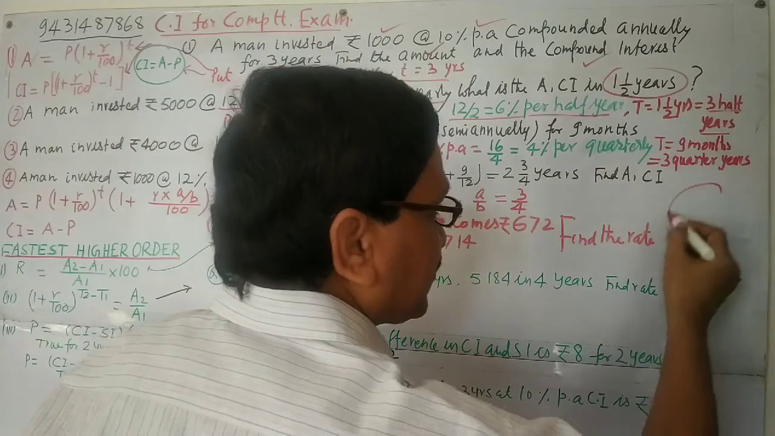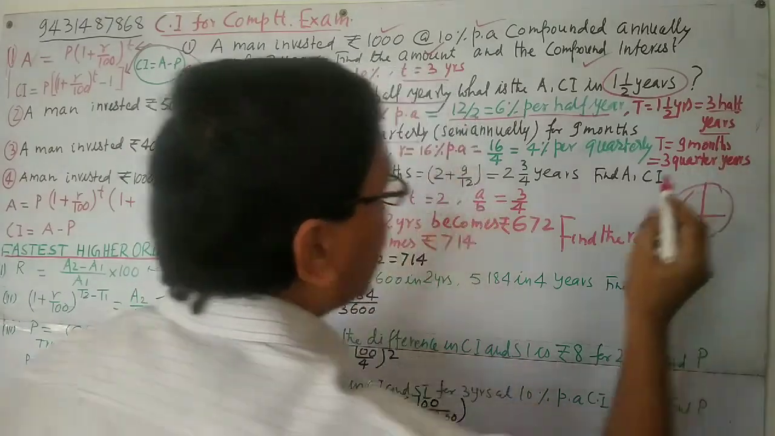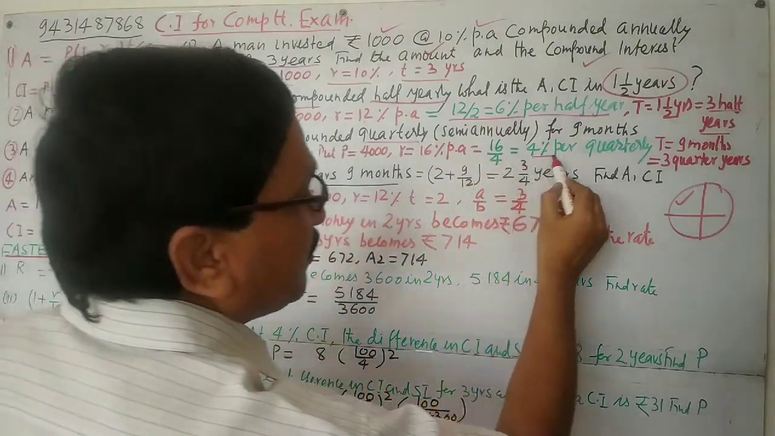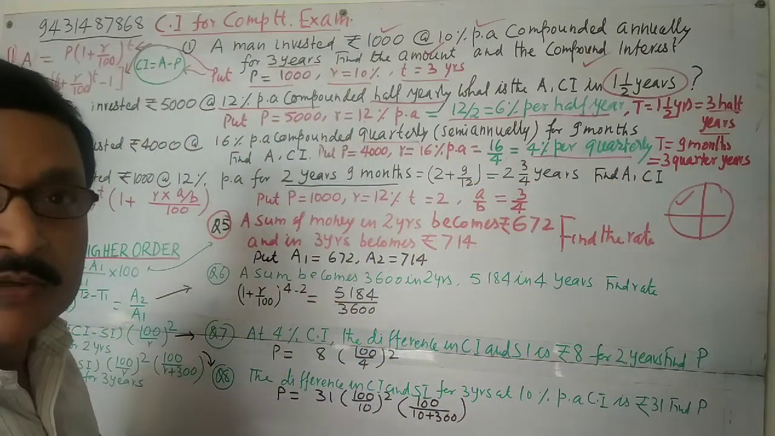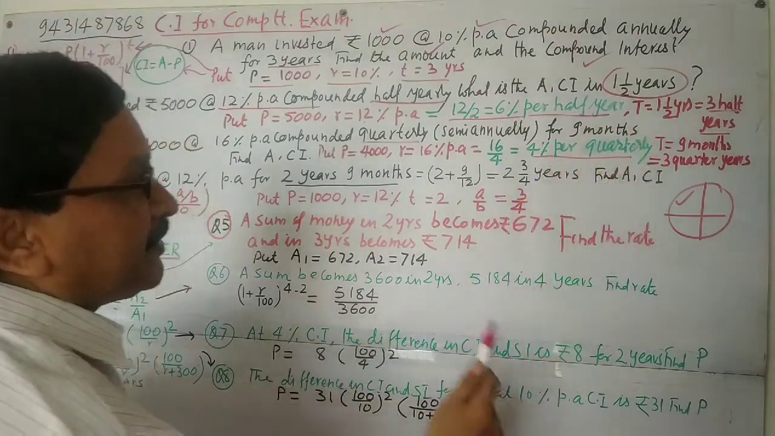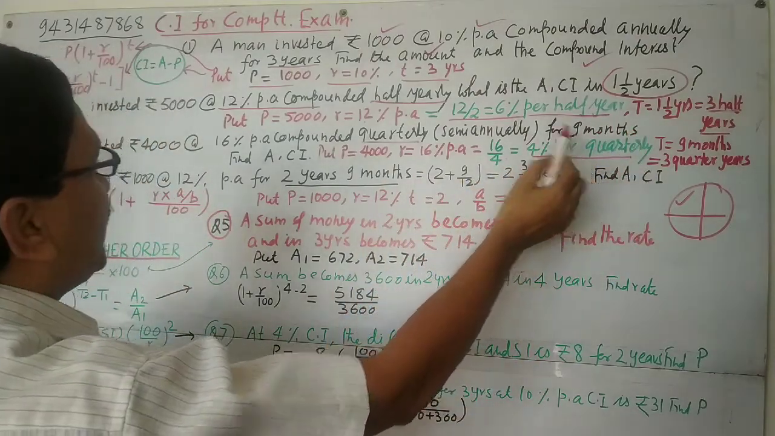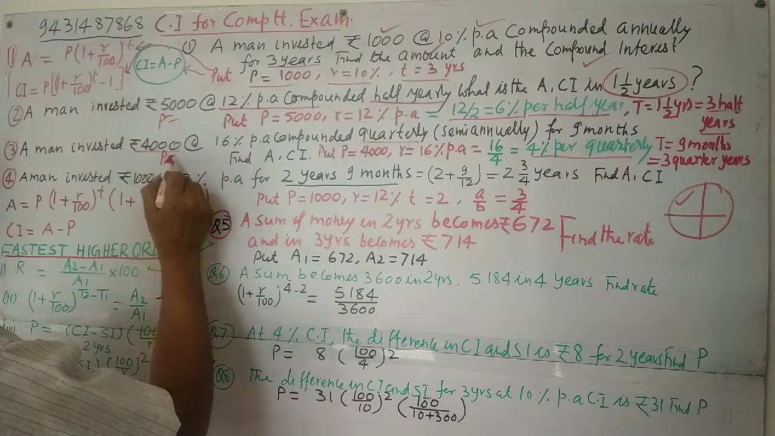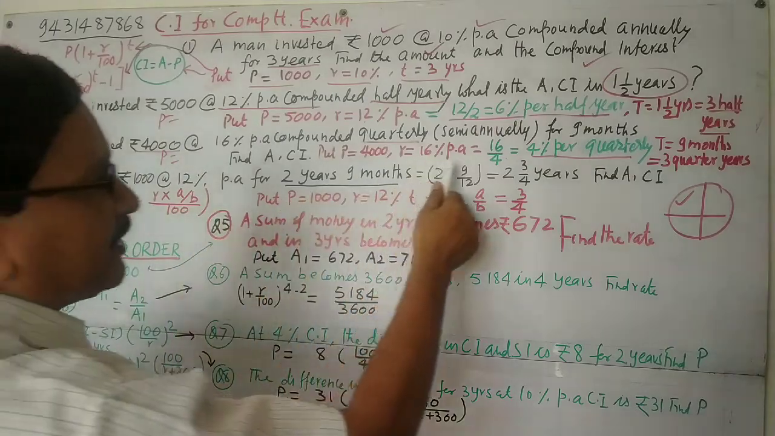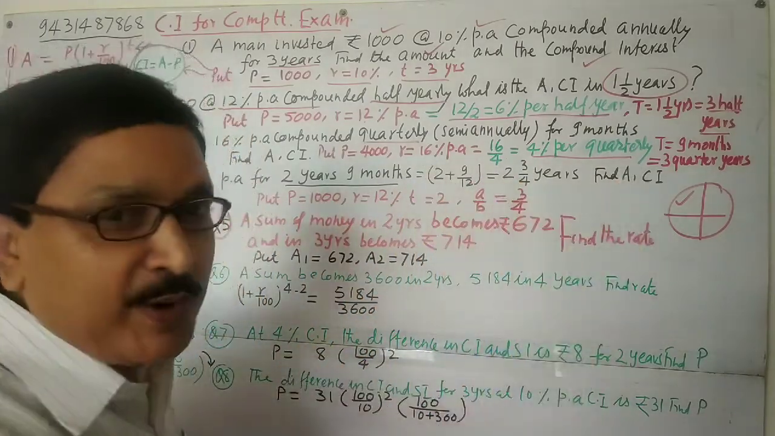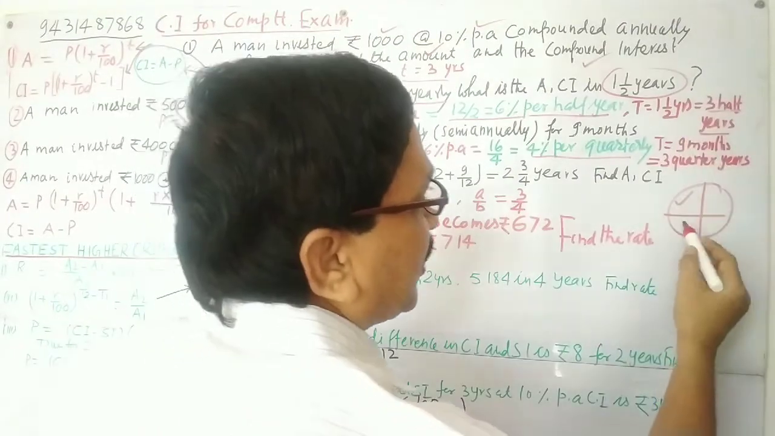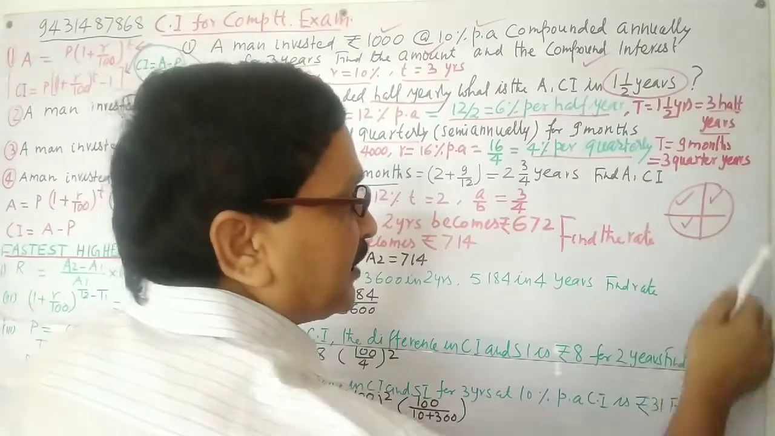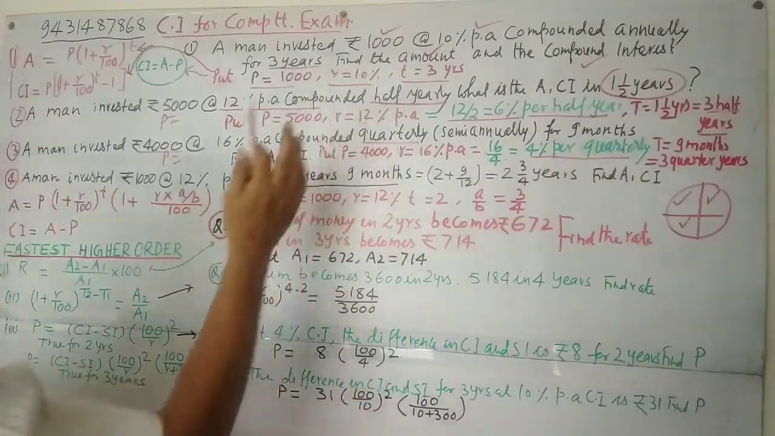Quarterly means this is called quarterly. So the 16% will be divided by 4. This is 4% per quarter. The rate is 4% quarterly. Now the time is 9 months for the problem. The amount is this, P is this. The same formula, but the rate will be divided by 4 in case of quarterly. And in 9 months there are 3 quarters. There are 4 quarters in 1 year, 3 quarters in 9 months, and hence the problem is over.